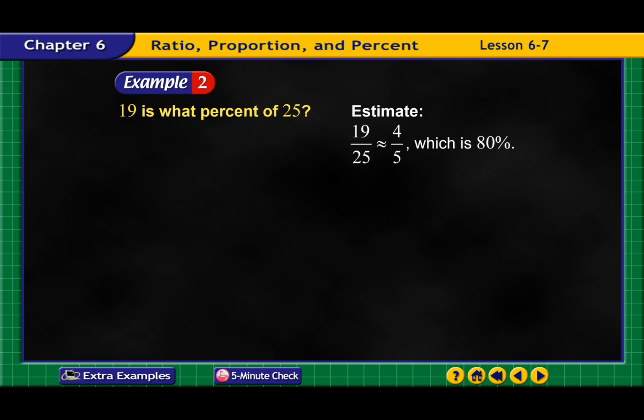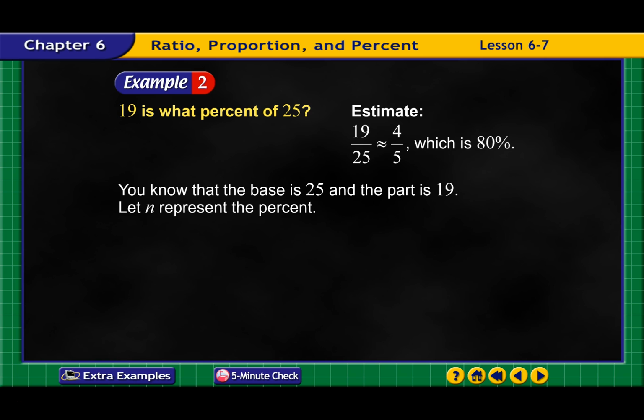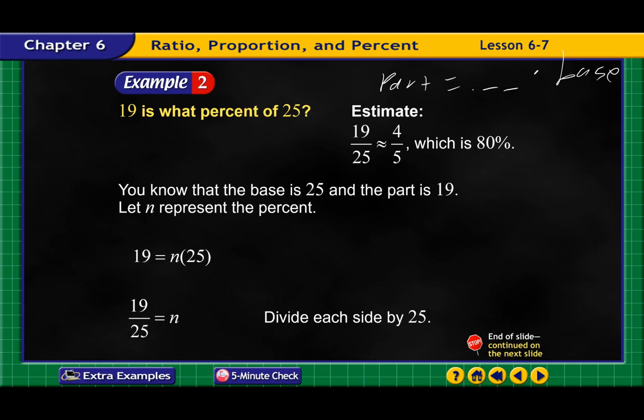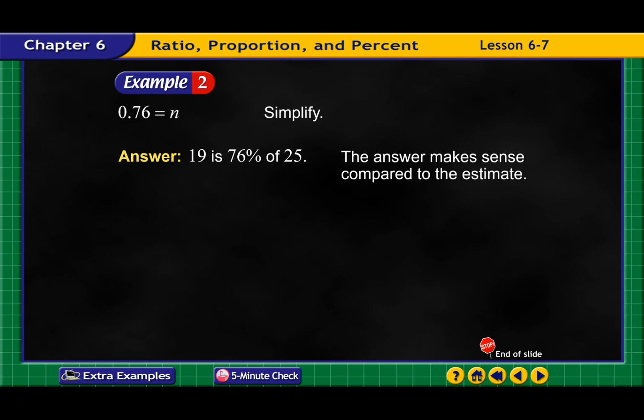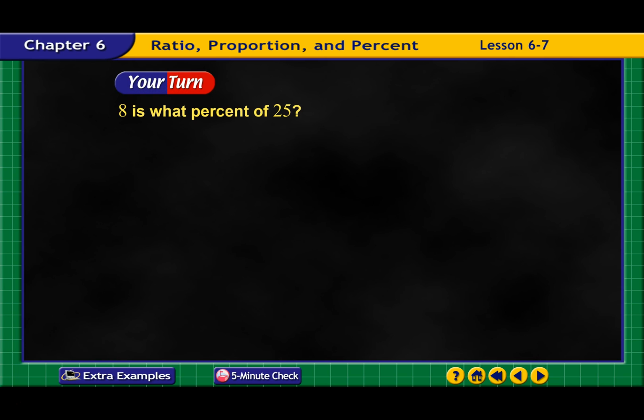All right, 19 is what percent of 25? Well, they want you to estimate, but we're going to skip over that part. So we know that 25 is the base, the part is 19, and we need to know the percent. I use my formula, part equals percent times base. I put in my part is 19, we're looking for percent, and my base is 25. I divide both sides by 25. I could put that into a decimal, comes out to 0.76. So 19 is 76% of 25. And you try, go.